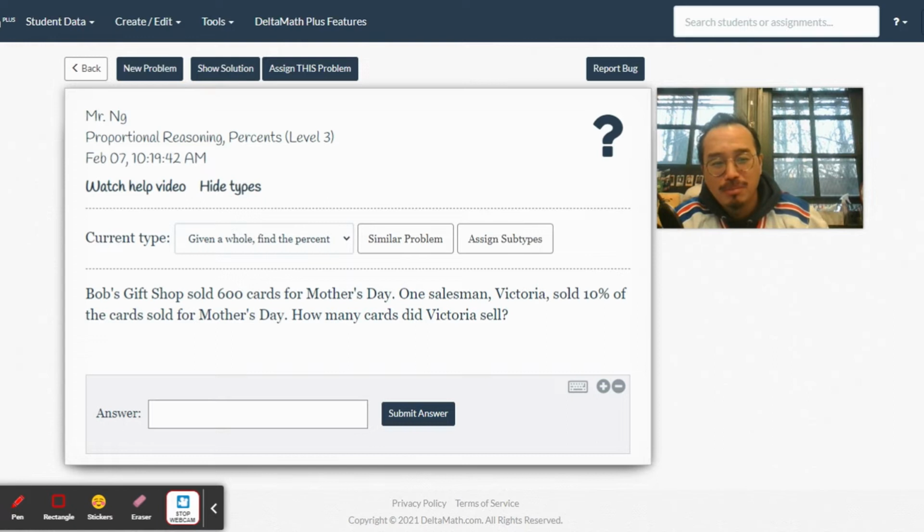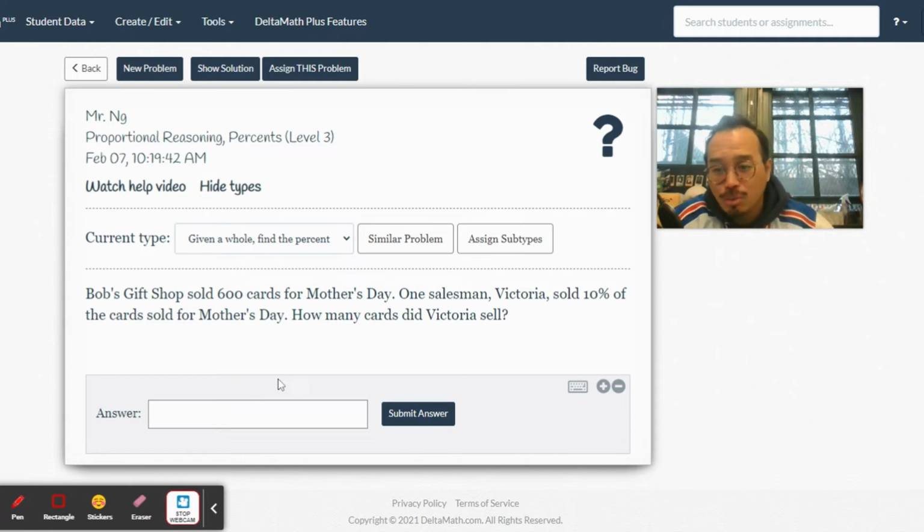Bob's gift shop. Bob's gift shop sold 600 cards for Mother's Day. One salesman, Victoria, sold 10% of the cards. How many cards did Victoria sell? 10% of the cards sold. So the question is this.